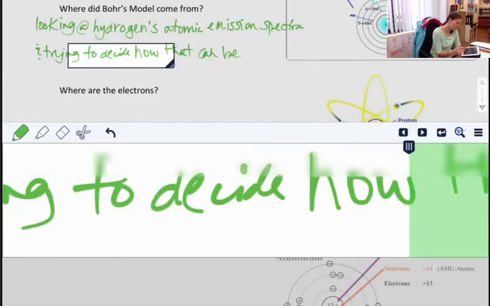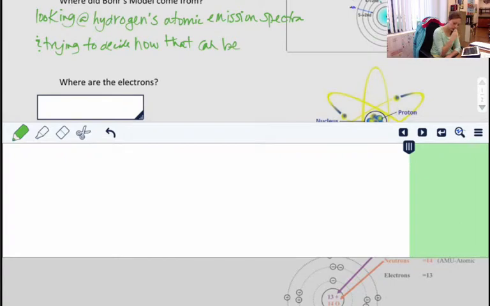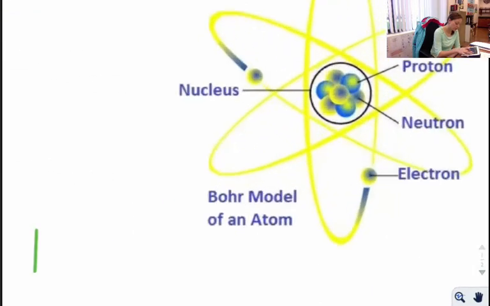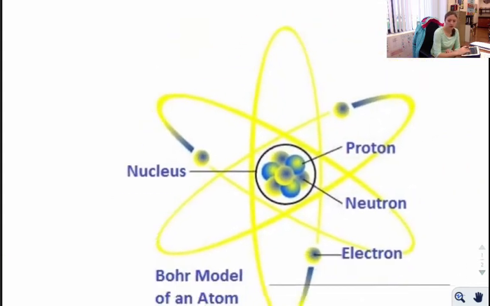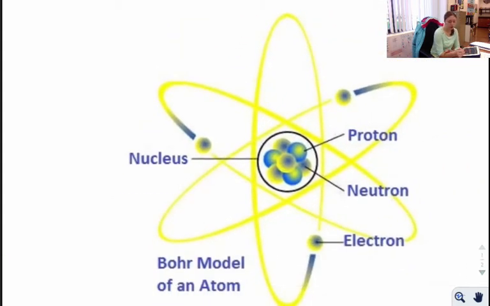So in this model, where are your electrons? Your electrons are located in set paths, or orbits, around the outside of your atom's nucleus. They have a specified amount of energy when they're in these paths, which is why you usually see it something like this. You have your nucleus in the center with the protons and neutrons, and you have your electrons in these set paths around the outside.